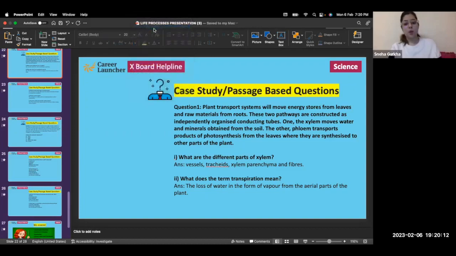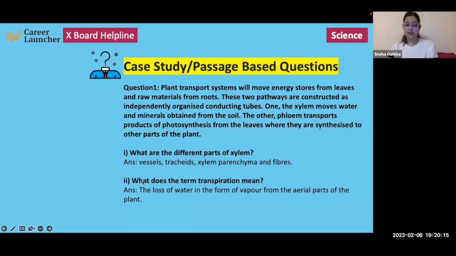Next, what does the term transpiration mean? So transpiration basically refers to the loss of water in the form of water vapor from the aerial parts of the plant. So we have to simply mention this statement. Apart from that, we do not need to go into much detail, because these are, you can say, one marker questions. So just try to be precise and to the point. Don't need to write like extravagant answers in this.